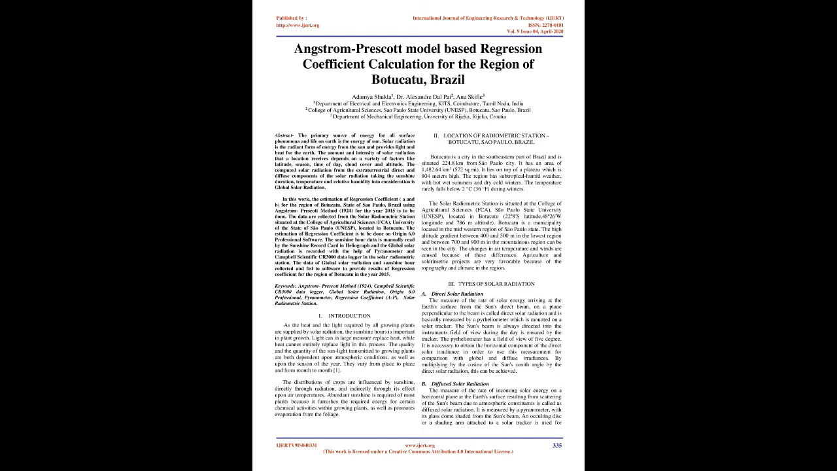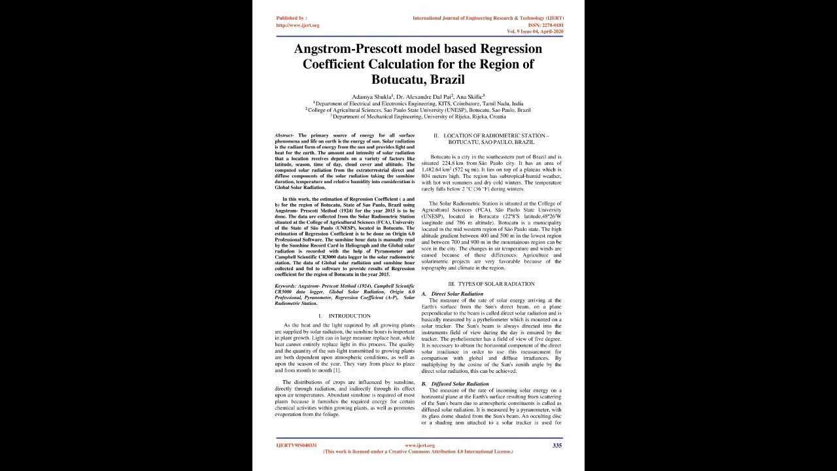Solar radiation is the radiant form of energy from the sun and provides light and heat for the Earth. The amount and intensity of solar radiation that a location receives depends on a variety of factors like latitude, season, time of day, cloud cover and altitude.